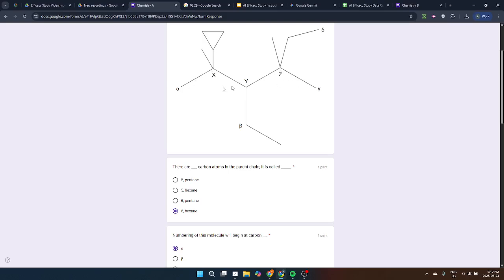1, 2, 3, 4, 5, 6. Yes, 2, 3, 4, 5, 6. But you can't do this because this is not a chain, right? So 1, 2, 3, 4, 5, 6 works.